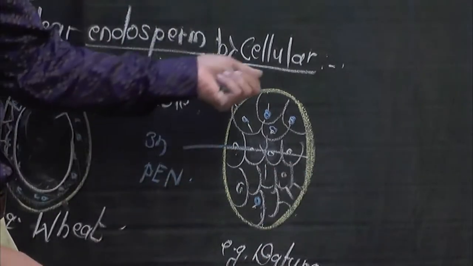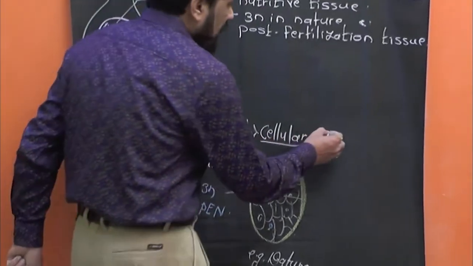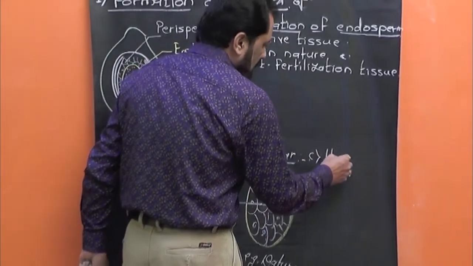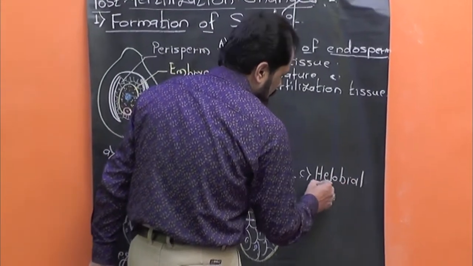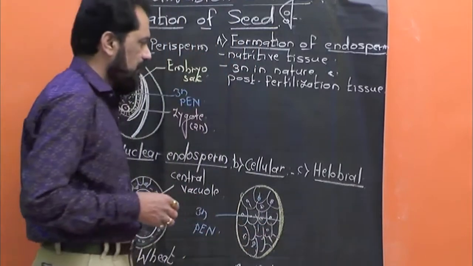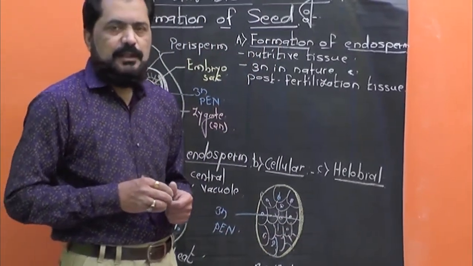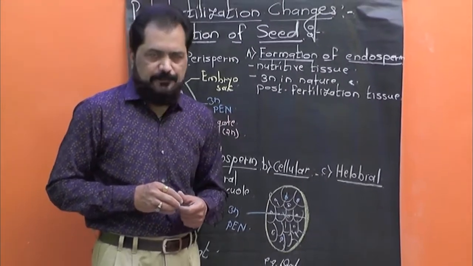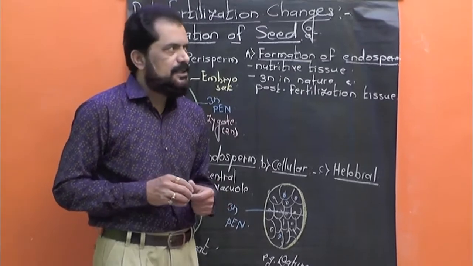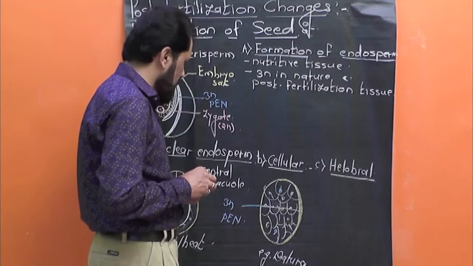Here we have considered the second type, for example Datura. Now the third type is known as helobial endosperm. Helobial endosperm is seen in angiosperms belonging to the family Helobiae. Example, Asphodelus. Now let me explain to you about the helobial endosperm.